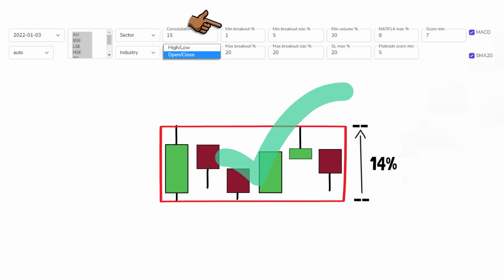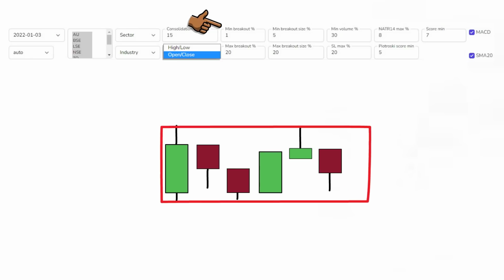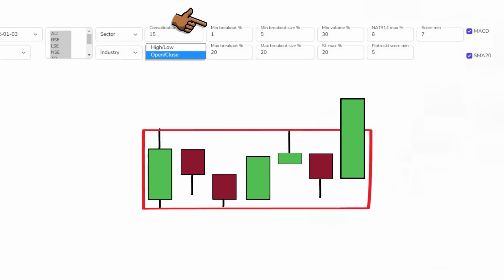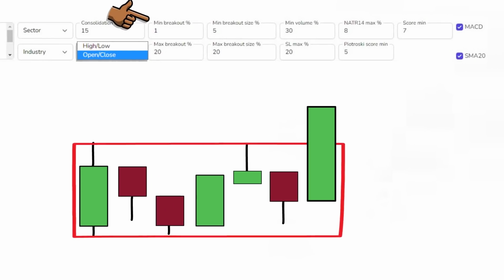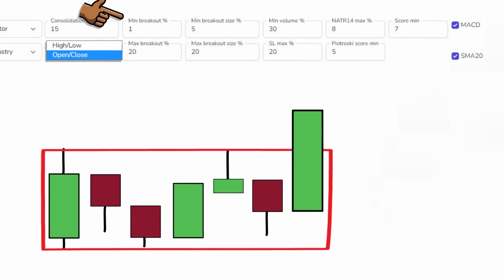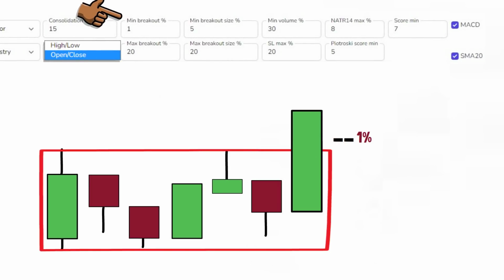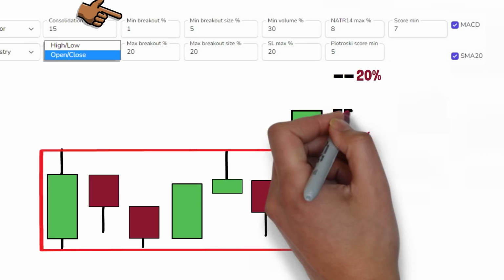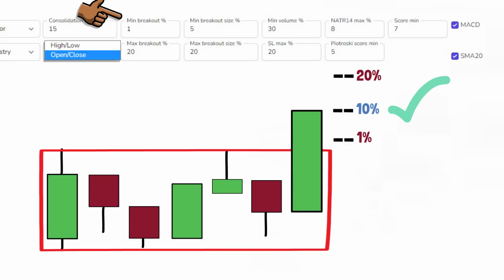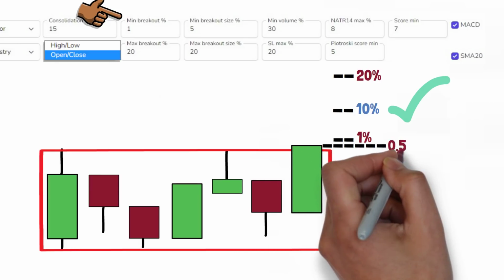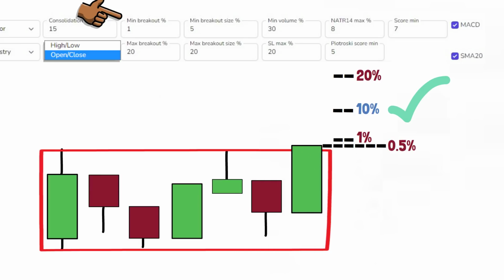Next, we have the minimum and maximum breakout percentages. This filter determines how far the breakout candle must be above the top of consolidation, and here we are looking for a minimum of 1% to a maximum of 20%. The scanner would therefore look for 1% through to 20%. This breakout bar is perhaps 10% and would pass the criteria. On the other hand, if the breakout bar only increased by half of a percentage point above the box, it would not be presented as a qualifying stock.